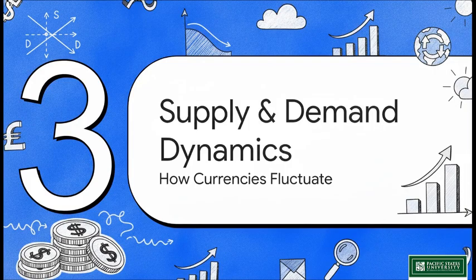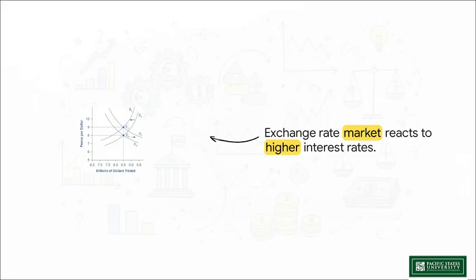Section 3. Supply and Demand Dynamics. This is where we see exactly how currencies fluctuate in real time. Let's apply standard microeconomic principles to this macroeconomic stage. Think about what happens when the U.S. Federal Reserve decides to raise interest rates. Higher interest rates essentially mean higher guaranteed returns on U.S. financial assets, like government bonds. Suddenly, holding U.S. dollars becomes highly attractive to global investors looking for yield. So, global investors rush in. They take their foreign currencies and start aggressively buying dollars, which causes the demand for U.S. dollars to surge, shifting our entire demand curve to the right.